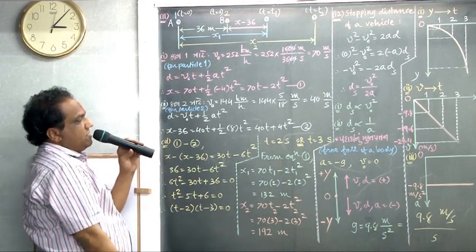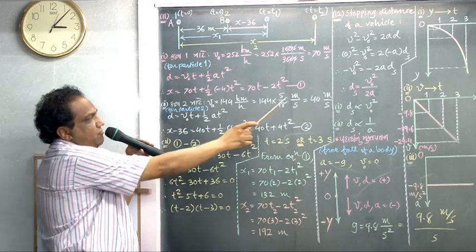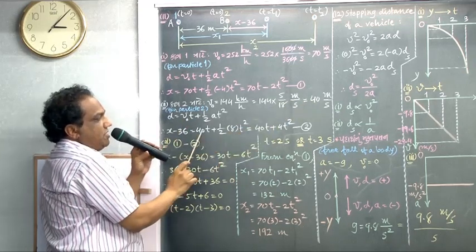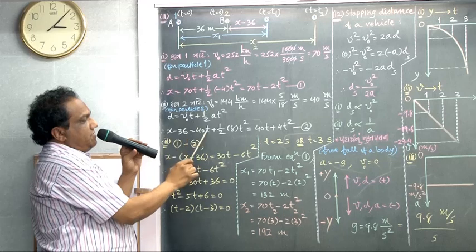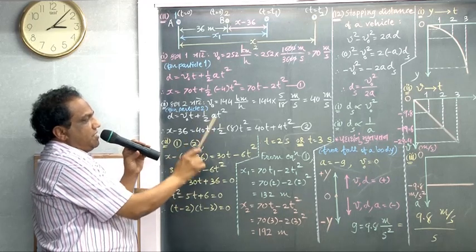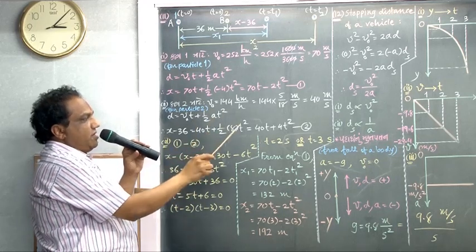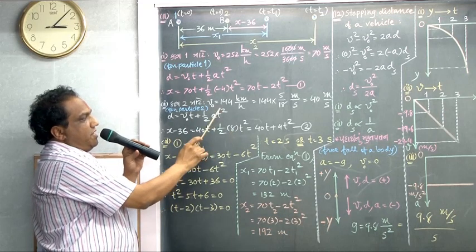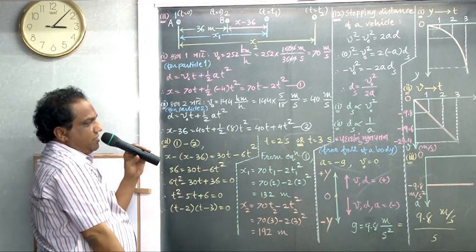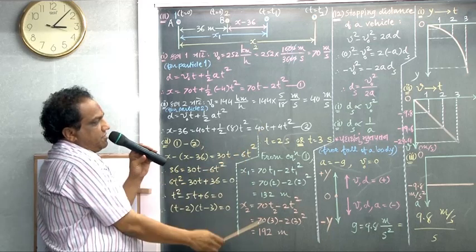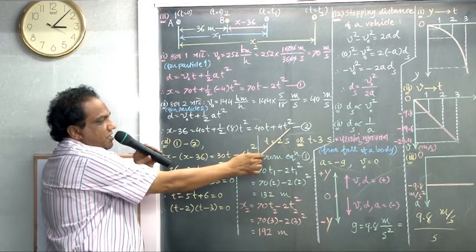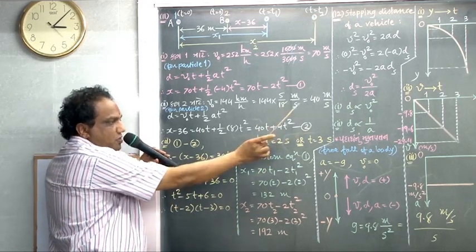v0, initial velocity for second particle, is 40 meter per second. t as it is, 1 by 2 as it is. Acceleration of second particle they have given 8 meter per second square into t square. Okay. 40 into t as it is, 8 upon 2 that is 4 into t square. Give it equation number 2.